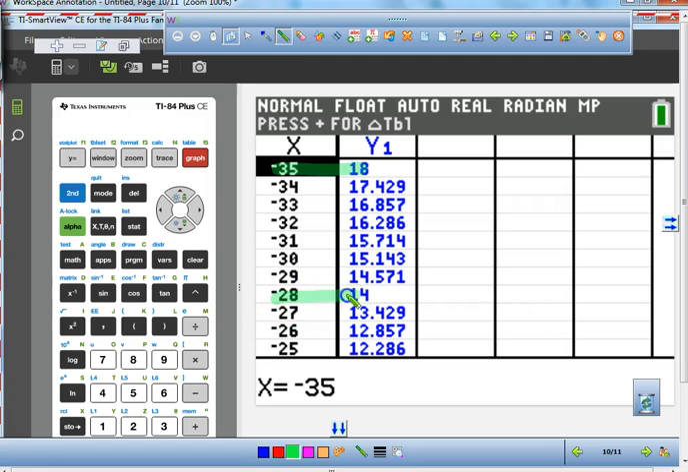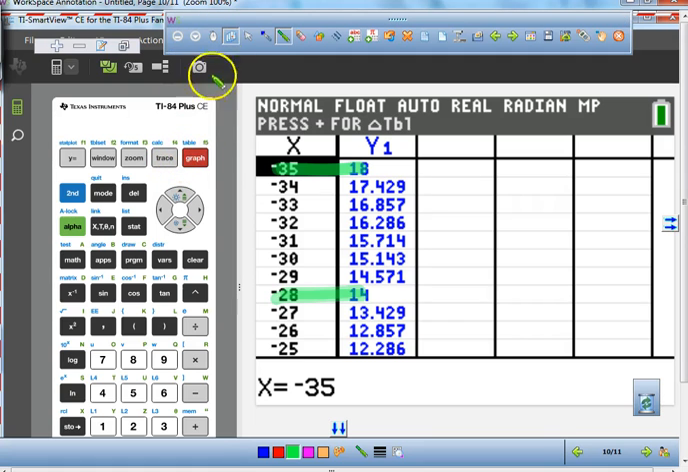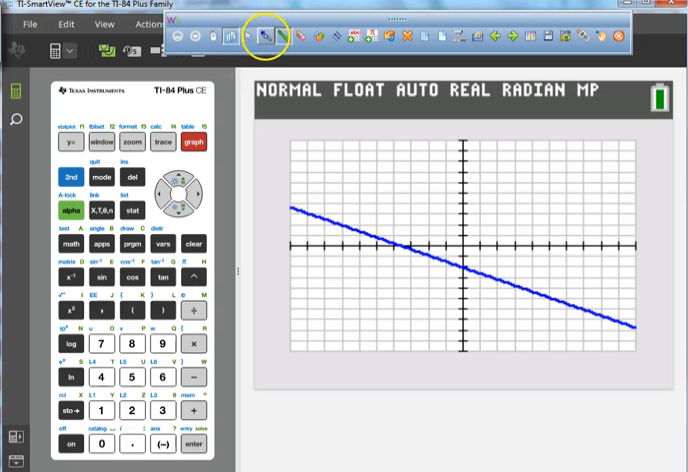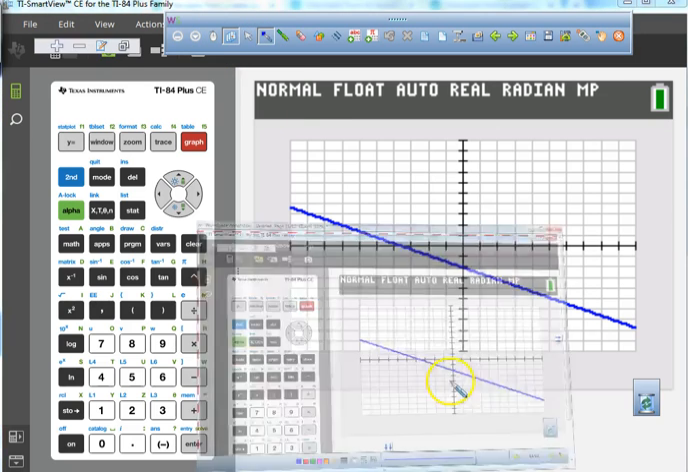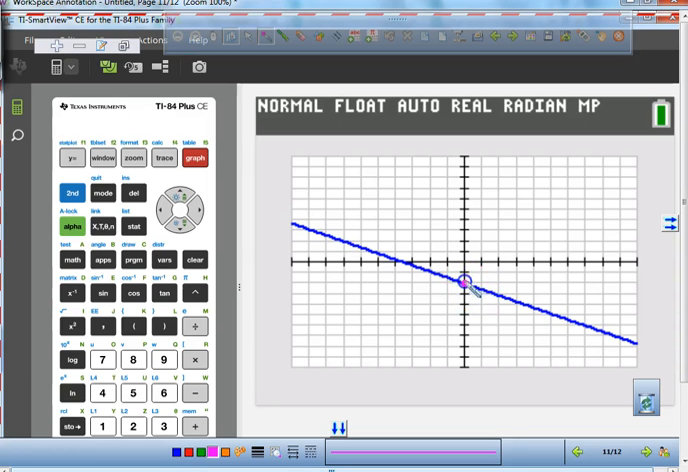At negative 18. You guys see these right here? You see that ordered pair and that ordered pair? That should look familiar. That's what we started with, right? Okay, so here's what I want you to do. Hit graph. There's our graph. Does everybody see where this point is right there on the graph? Negative 0, negative 2.